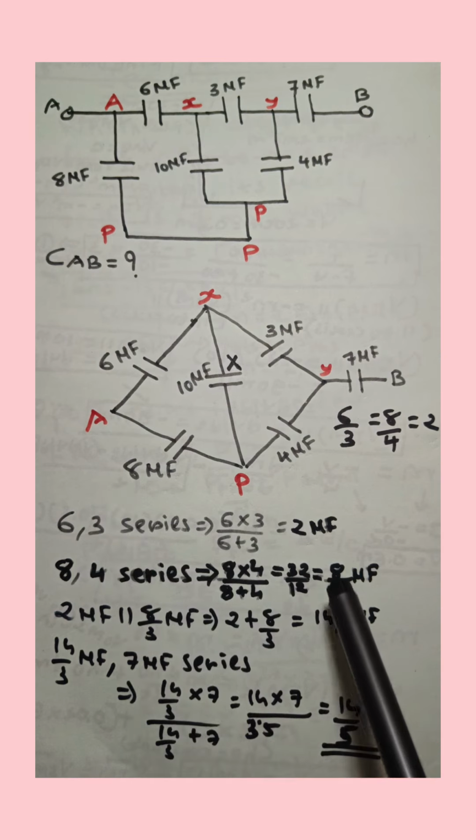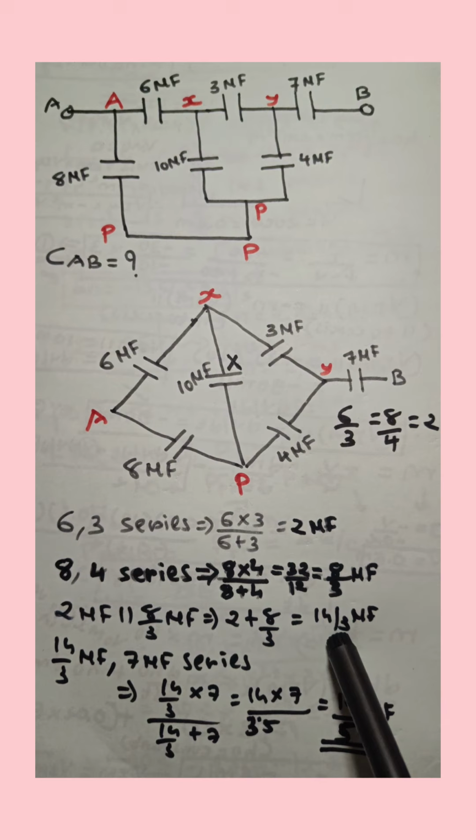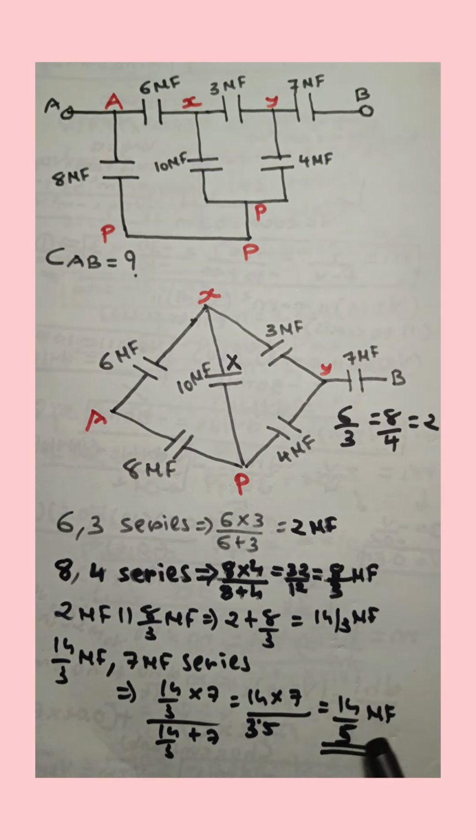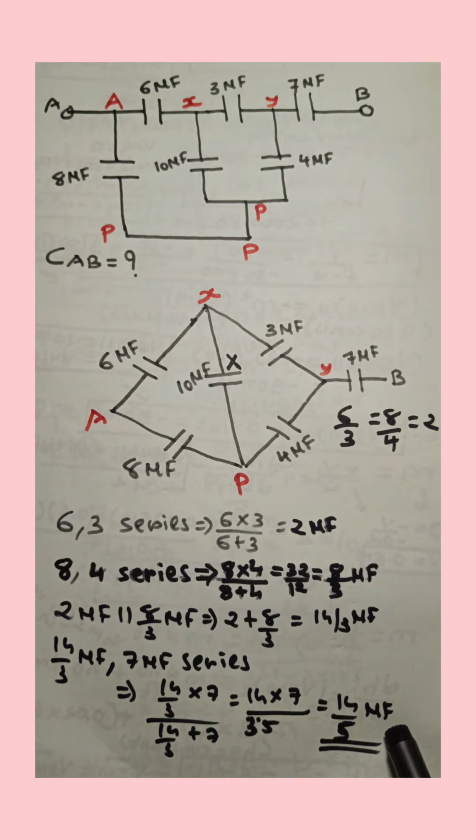8 and 4 in series, so equivalent is 8 by 3. 2 and 8 by 3 in parallel, so equivalent is 14 by 3. 14 by 3 and 7 in series, so equivalent is 14 upon 5 microfarad. So CAB, it means equivalent capacitance between point A and B is 14 upon 5 microfarad.